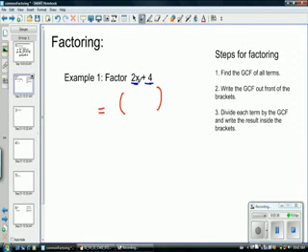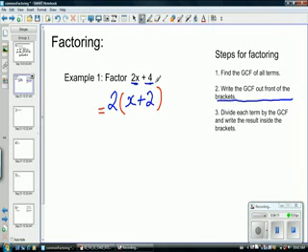The way I like to do it is look at the numbers first. What is the greatest common factor between 2 and 4? You're going to say the greatest common factor is 2. Second step: write the greatest common factor out in front of the brackets. Third step: divide each term by the greatest common factor and write the result inside the brackets. So we take 2x and divide it by 2. 2x divided by 2 is just x. Positive 4 divided by 2 is positive 2.